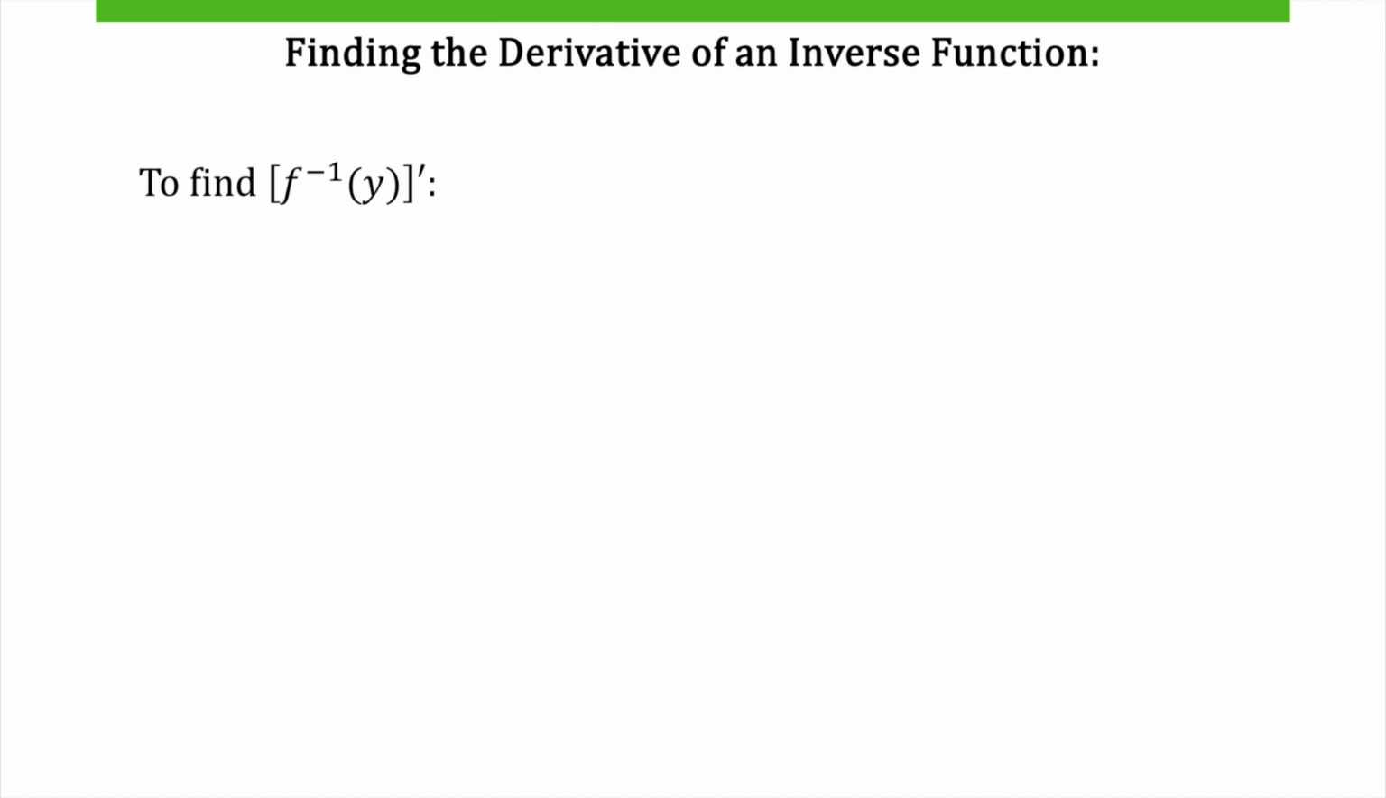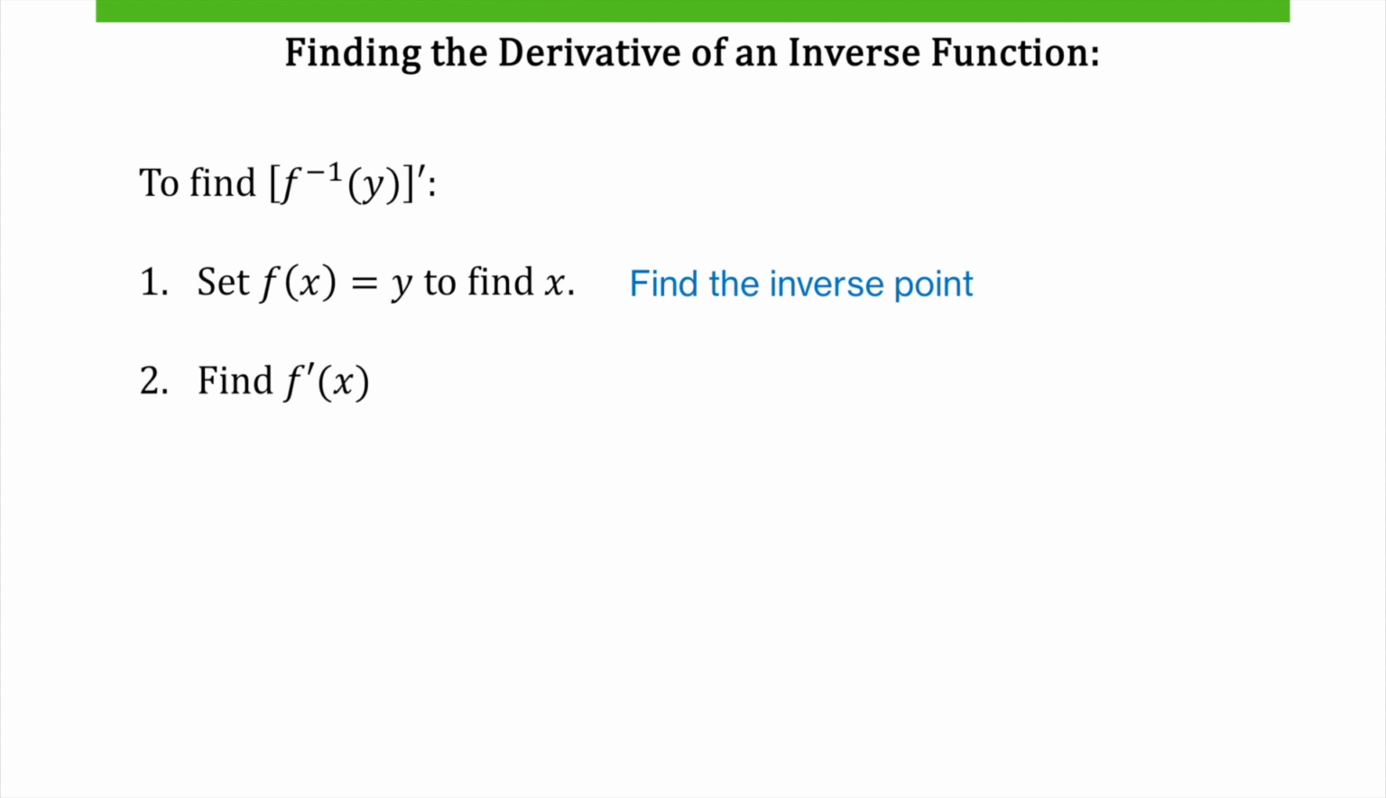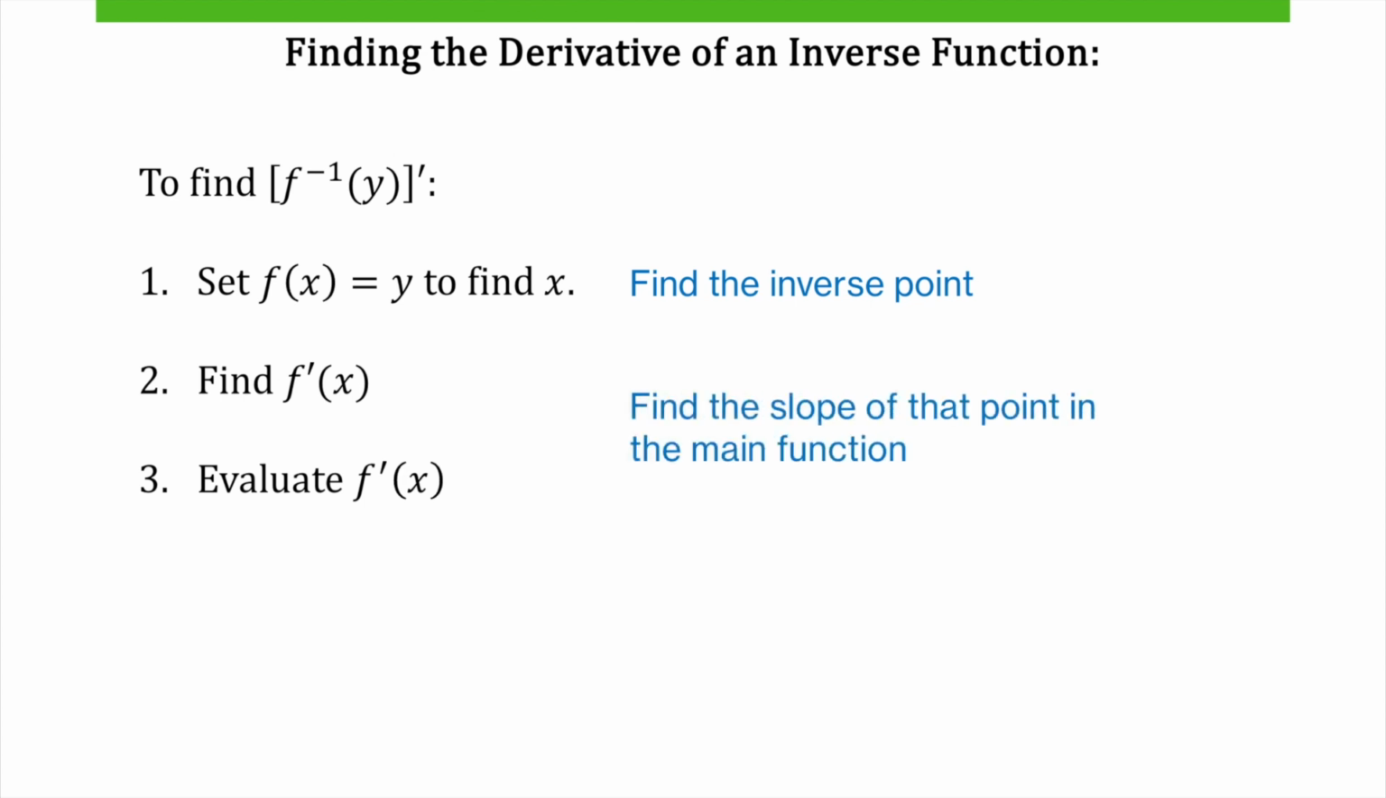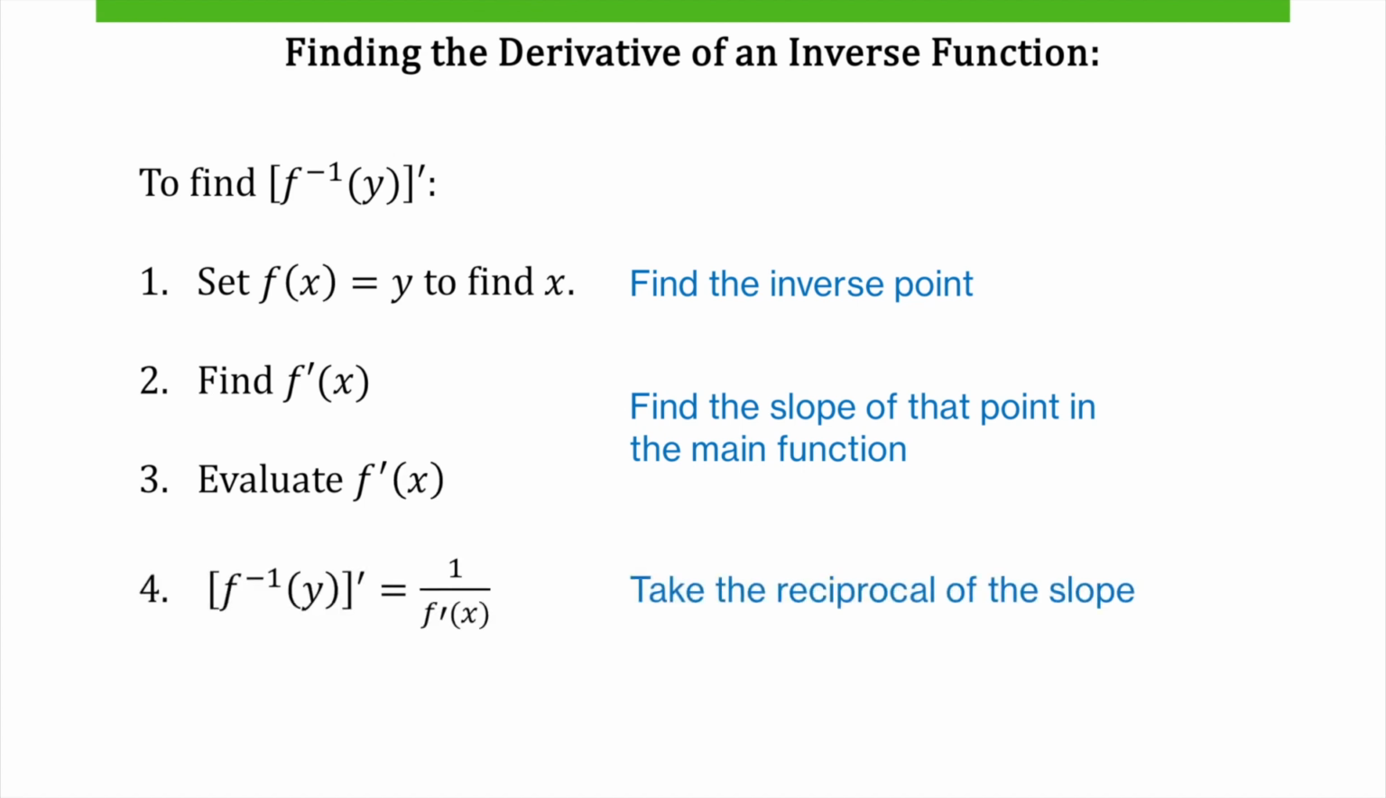Let me give you some steps to finding the derivative of an inverse function. Number 1, set f of x equal to y to find x. In other words, find the inverse point. Then find the derivative of the original function. Evaluate the derivative. In other words, find the slope at that point in the main function. And then take the reciprocal of the slope.